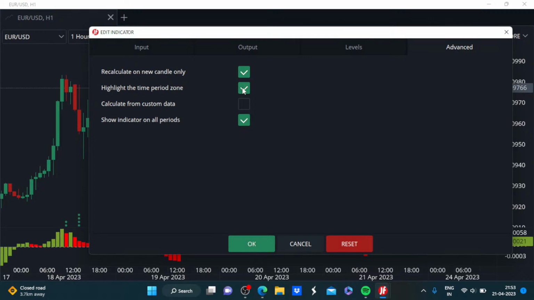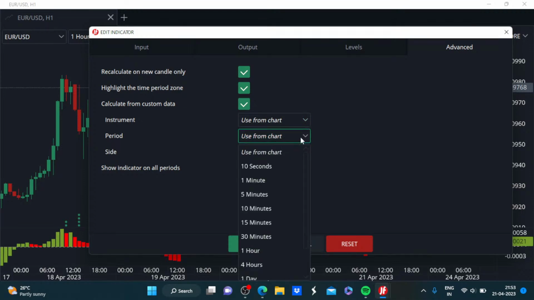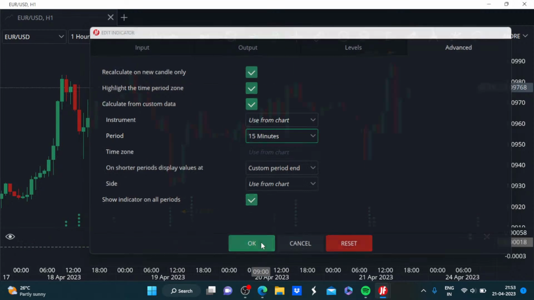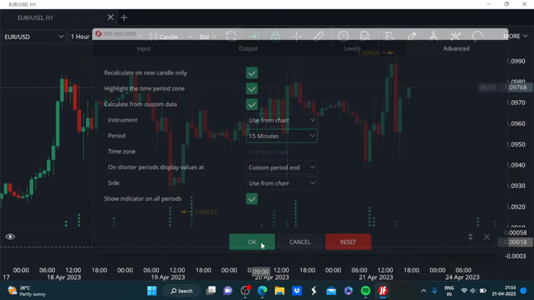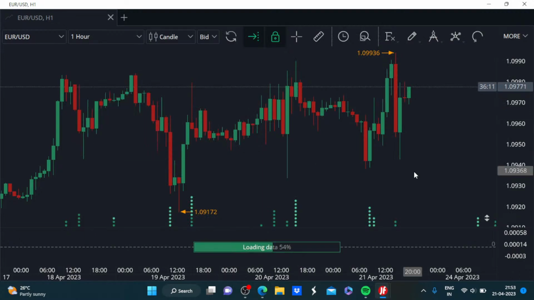You can customize the calculation further. Instrument can be used from the chart or you can specify it. Same thing applies for the candle period. You can use the chart option or you can even specify it as per your choice, and you can have a different combination. Now here we have hourly as our chart's defined time period, but the calculation for the Qstick is being done using 15 minutes.